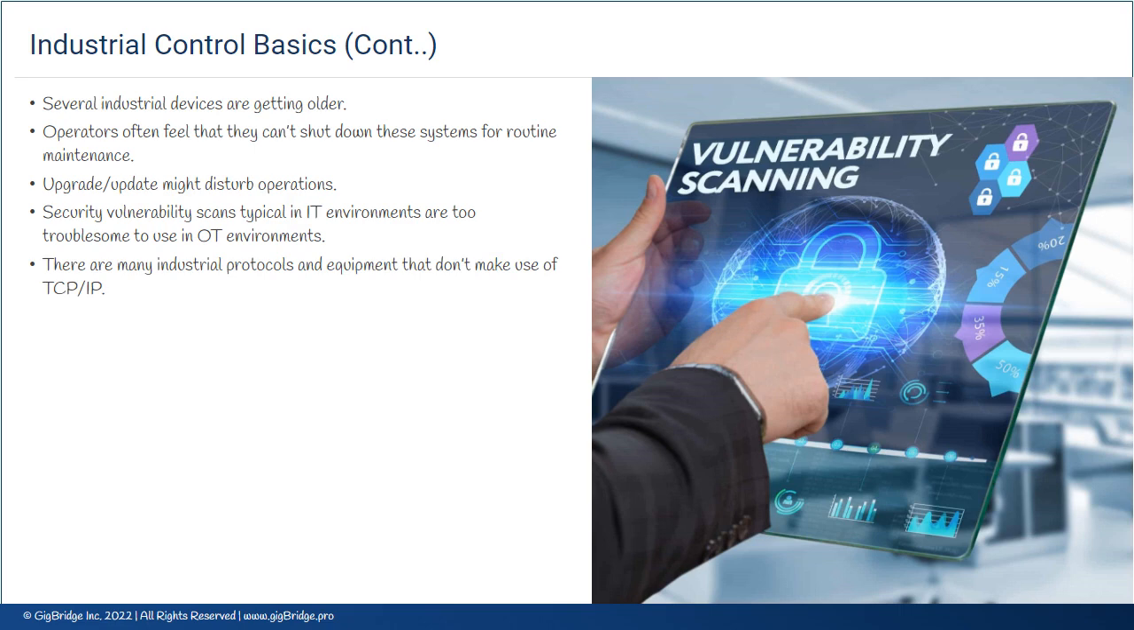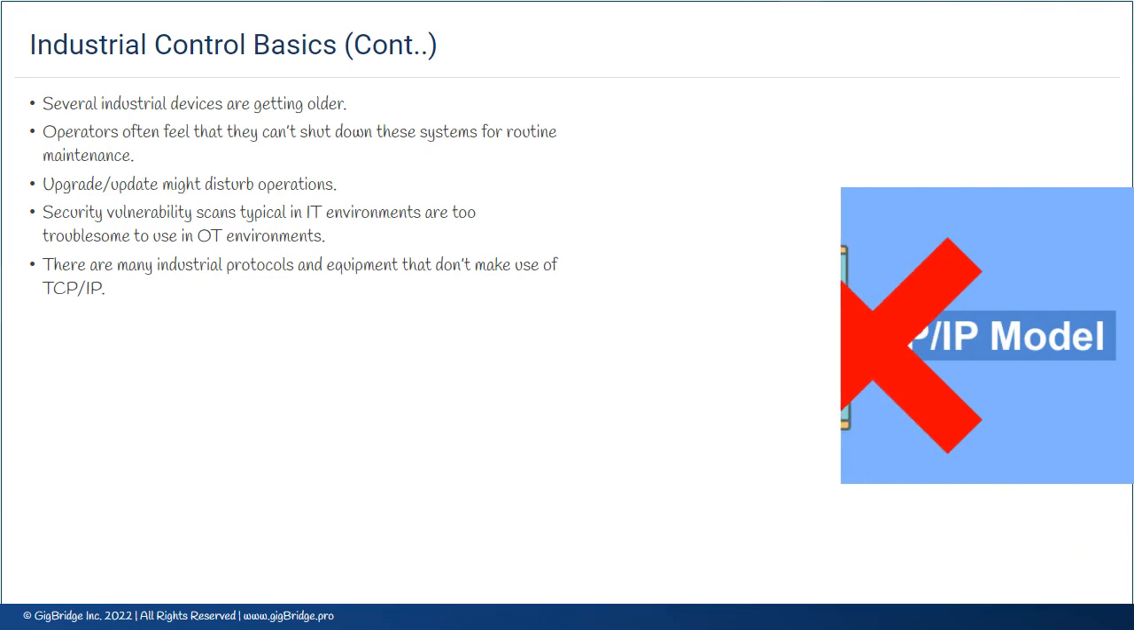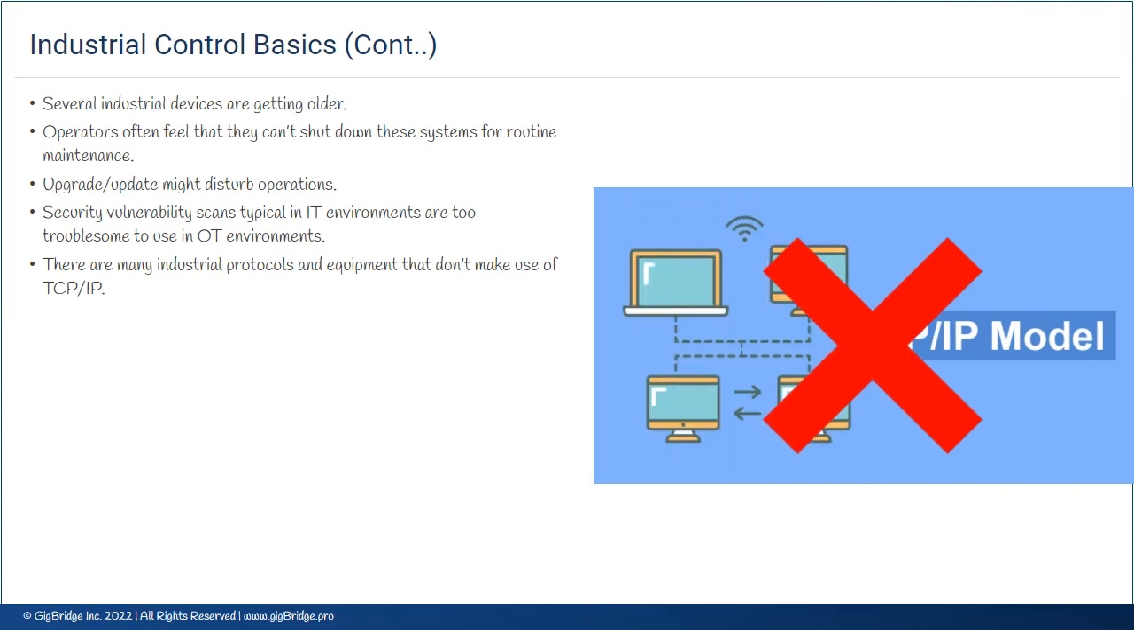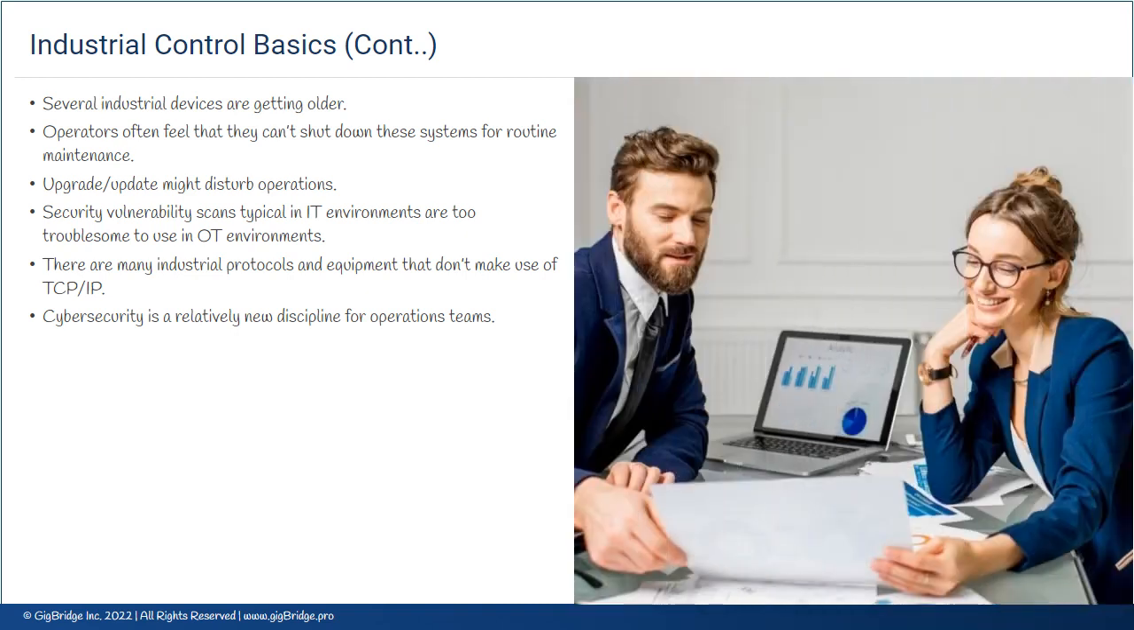In fact, many ICS environments still possess specialized industrial protocols and equipment that don't make use of TCP/IP, the most common communication protocol for IT networks and security tools. Even when organizations can overcome these hurdles, cybersecurity is a relatively new discipline for operations teams running an ICS environment. They may choose to delay acting on security issues due to genuine concerns about safety, quality, as well as uptime. While such concerns are understandable, cyber attacks against critical infrastructure are increasing.